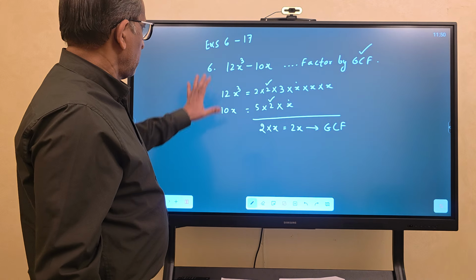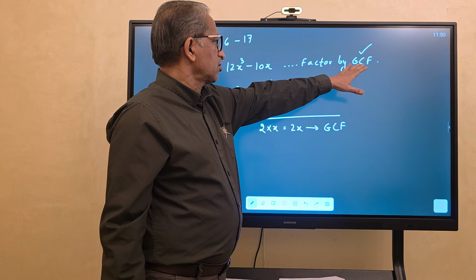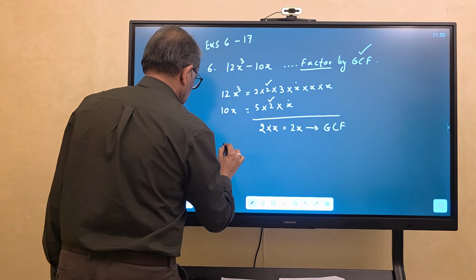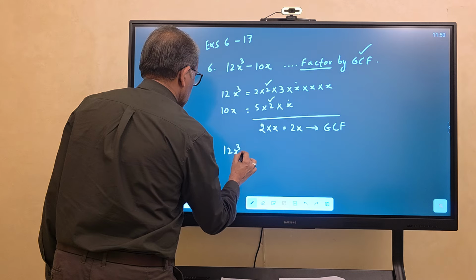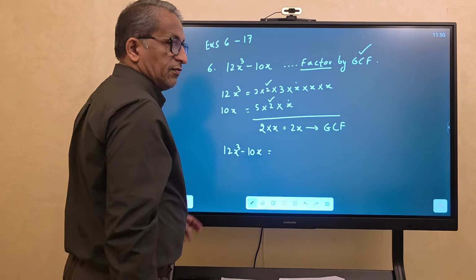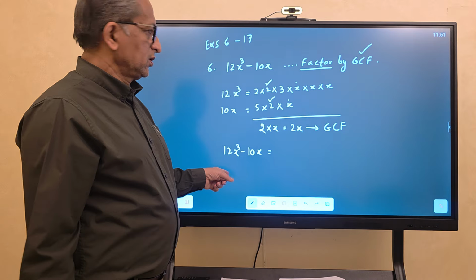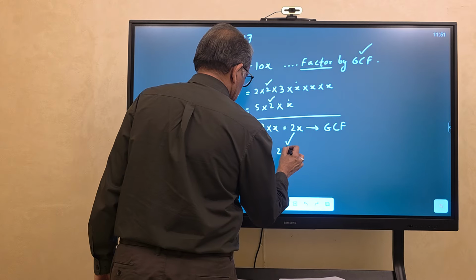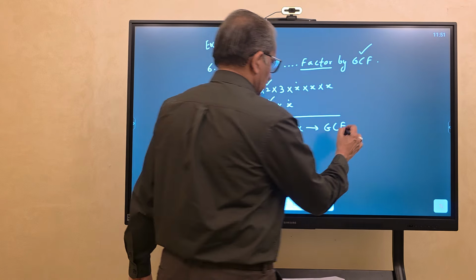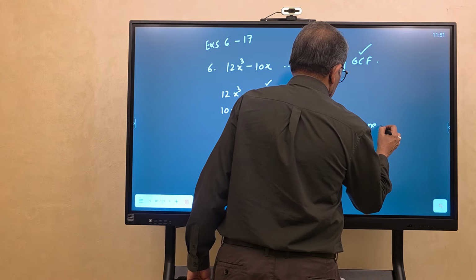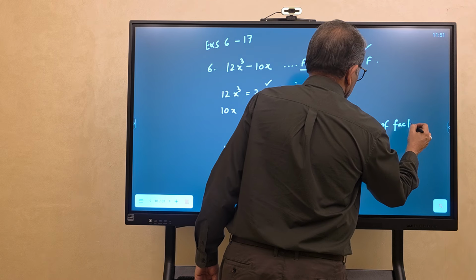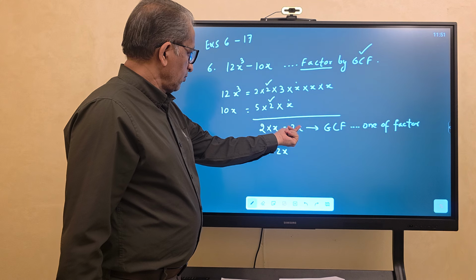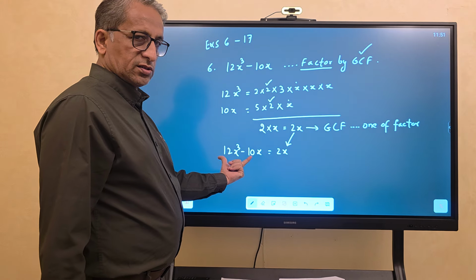So after finding the greatest common factor of each term, now I will find the factors of 12x cubed minus 10x. So what are the factors of this? The first factor is 2x. Please remember, the greatest common factor is one of the factors. Remember this. So I write that first. Whatever GCF you found is one of the factors of this.